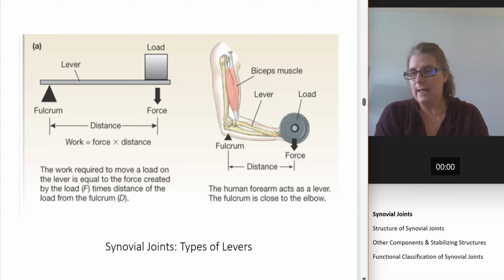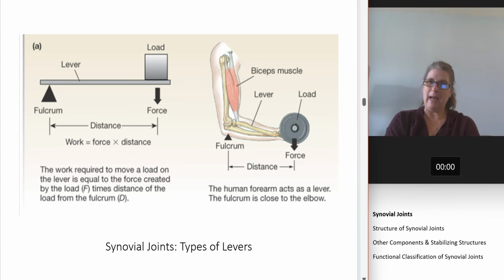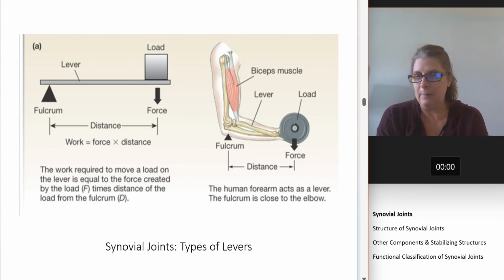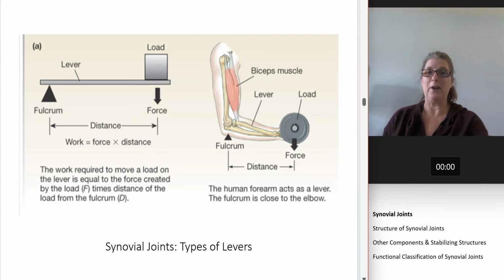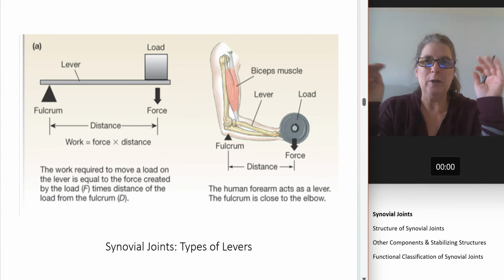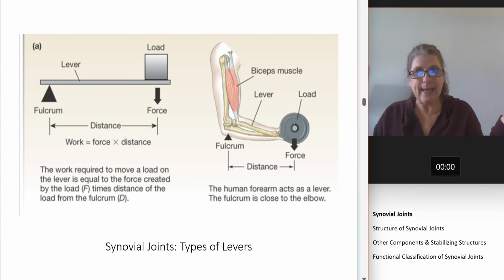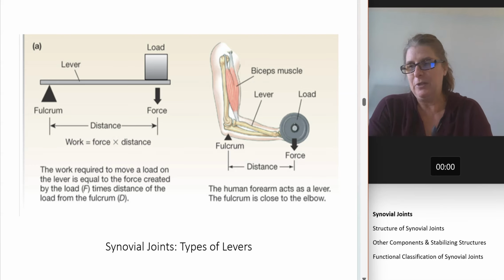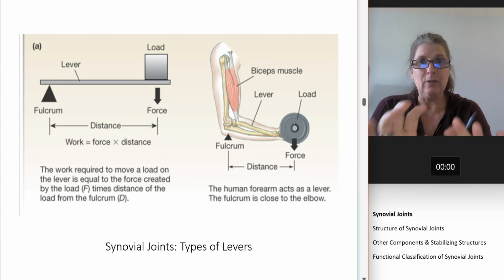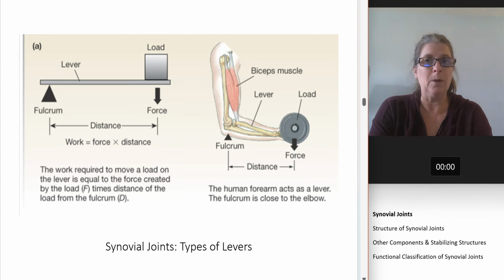Now, when we're looking at classification here, on the bottom of your page, there's a little blip about synovial joints and types of levers. And I'm not going to go through the whole lever topic. If you're into kinesiology, it's fascinating. It's really kind of cool. You can get an idea of why people that are short and stocky are going to be stronger and more powerful than people who are long and lanky. But I don't want to digress too much. So just understand that the way the joint works, it all comes back to levers.